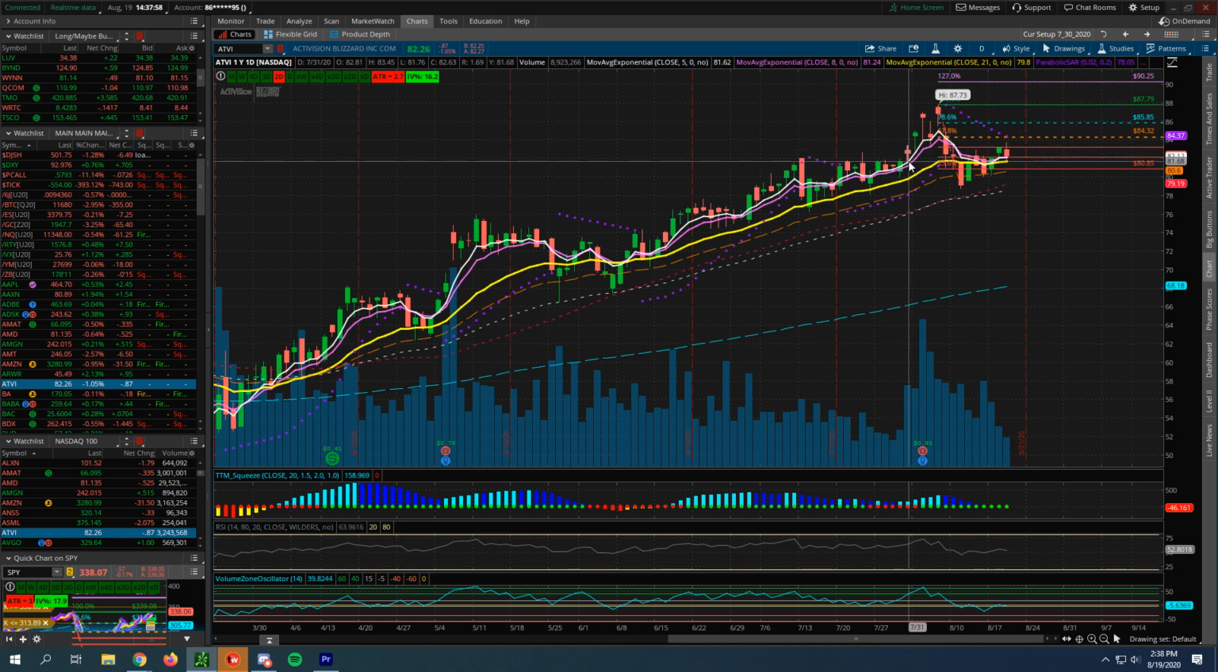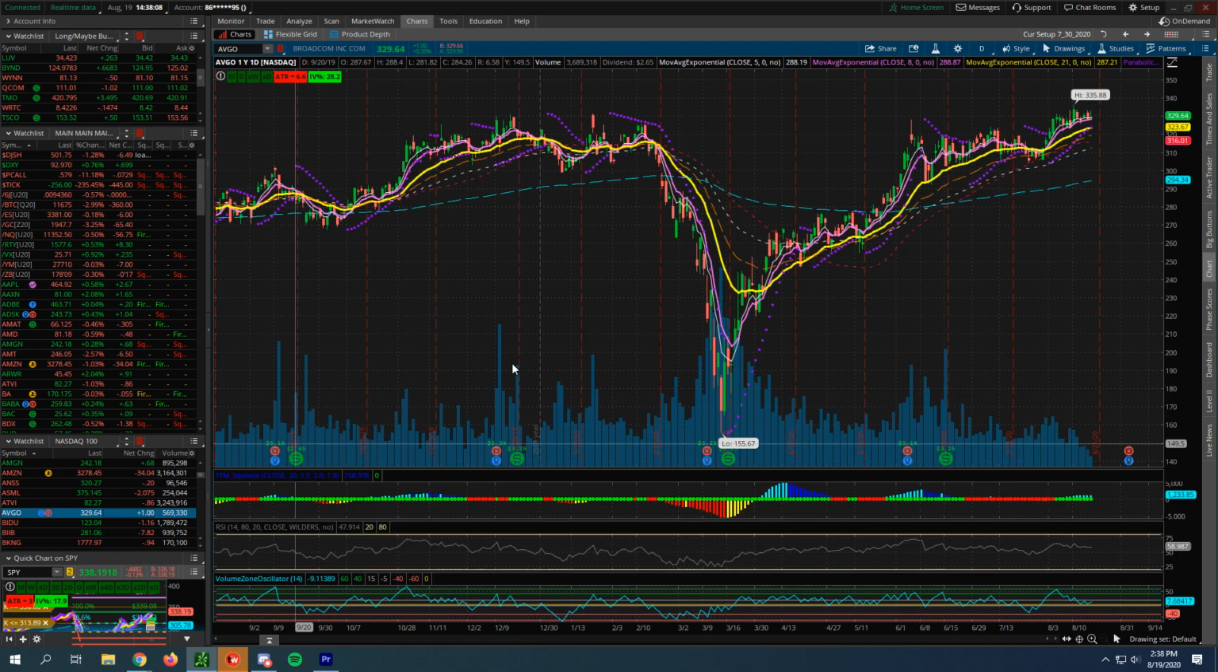Looking for that again. Looks like it wants to build a base, but again, stocks have a mind of their own. I'm not going to try to predict where it can go. I just let it go, and then I make my trades accordingly to that price.